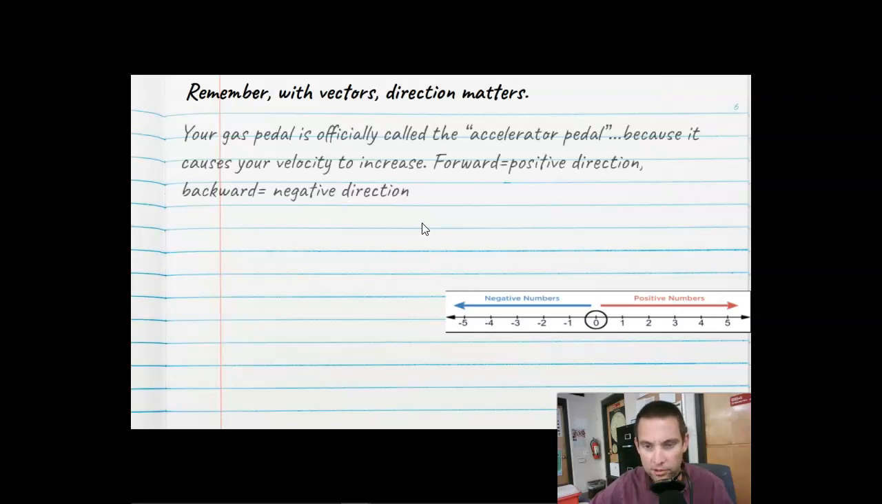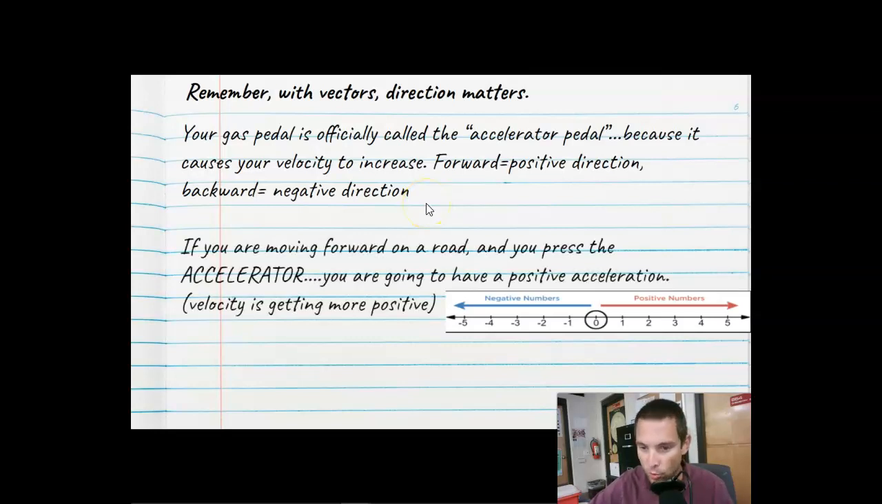Remember, with vectors, direction matters. Your gas pedal, which is officially called the accelerator pedal, is called that because it causes your velocity to increase or accelerate. If you are moving forward, you're moving in the positive direction. If you're moving backward, in the negative direction. If you're moving forward on a road and you press the accelerator, you're going to have a positive acceleration because our velocity is getting more positive. If we start out at, let's say, 2 meters per second and we put the accelerator forward, then we're going to go this way faster. So we would say you have a positive acceleration.